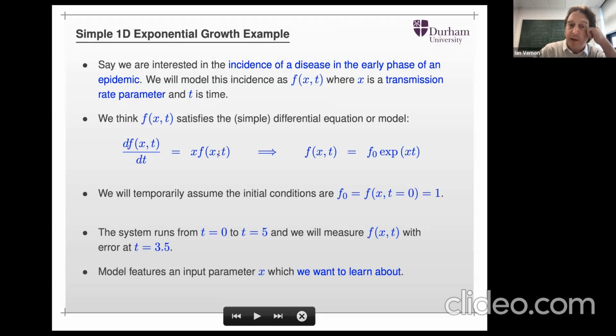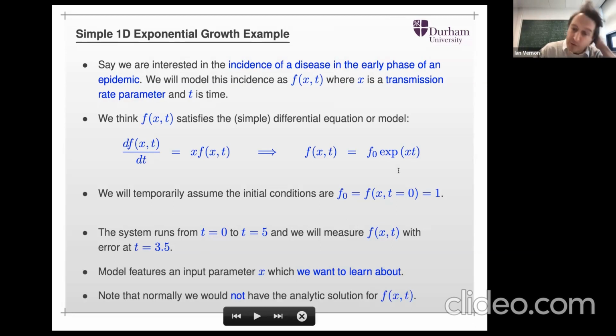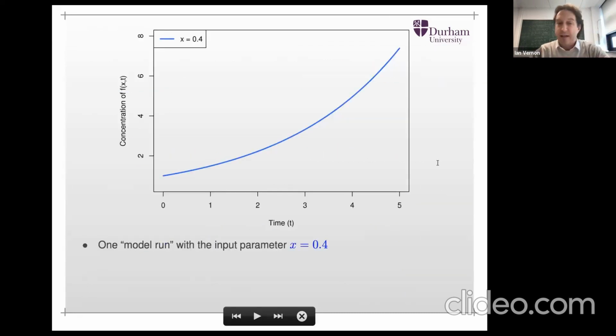So this is the game. We have some model here. It has some behavior. It has an input x that we want to learn about, and all we're going to do is measure the system at 3.5. Note that normally we would not have the analytical solution for f of x, t. We have it here because it's a toy example and we're playing with it, but normally we don't have that, and it takes us time to evaluate that. More on that in a second.